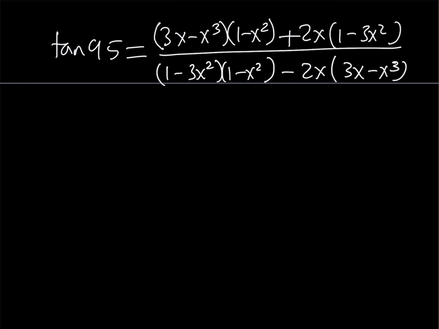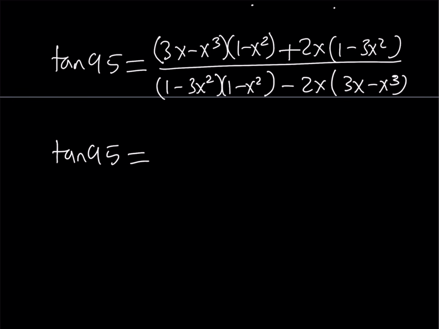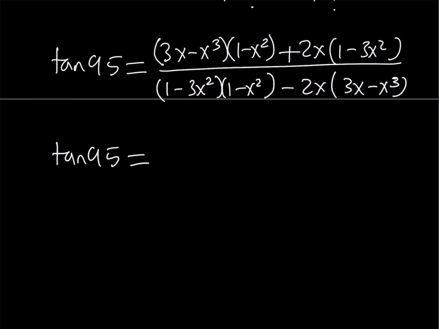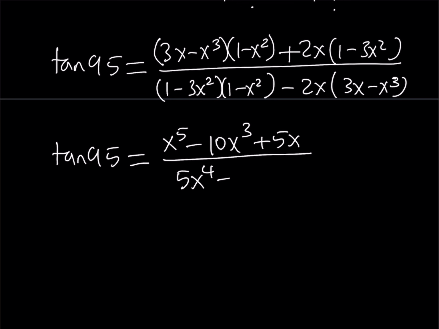Let's go ahead and simplify this expression and write it in the simplest form. If you actually simplify this, I'm going to spare you the trouble because you can do this. It's not too hard, it's just time consuming. So in the interest of time, let me go ahead and tell you what it is. It's going to become x to the 5th power minus 10x to the 3rd power plus 5x divided by 5x to the 4th minus 10x squared plus 1, if I didn't make any mistakes.